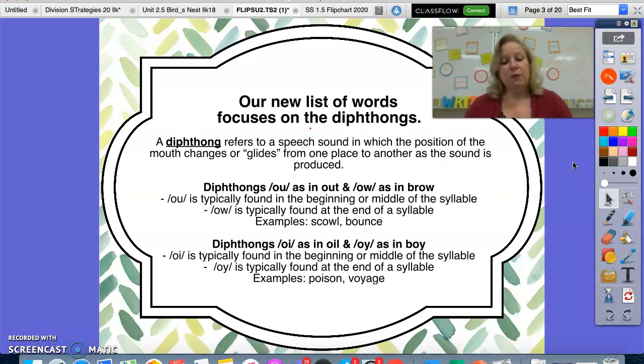All right, we're also going to be looking at diphthongs OI as in oil, oi. Okay, you're hearing that oi sound, so that's what we're looking for. And spelled OY like in oi. Okay, same sound, but our job is to figure out where we have to put that OI and whether the word is spelled with an OI or an OY. OI is typically found in the beginning or middle of the syllable, and the OY is typically found at the end of the syllable. Example, poison and voyage, looking at those syllables.